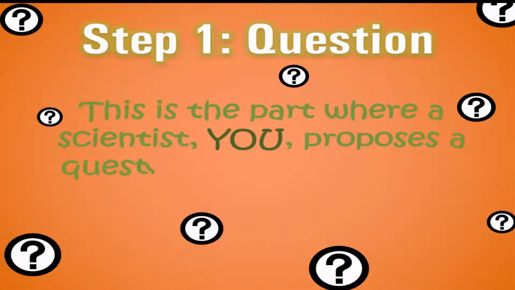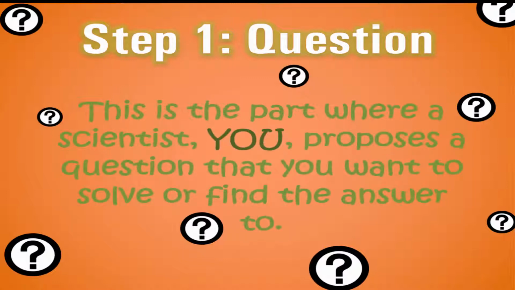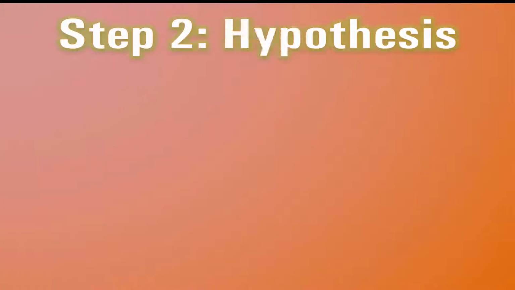Step 1. Question. Come up with a question. This is the part where a scientist, you, proposes a question that you want to solve or find the answer to. You can't find the answer until you know the question after all. What is the scientific question that you are trying to answer?